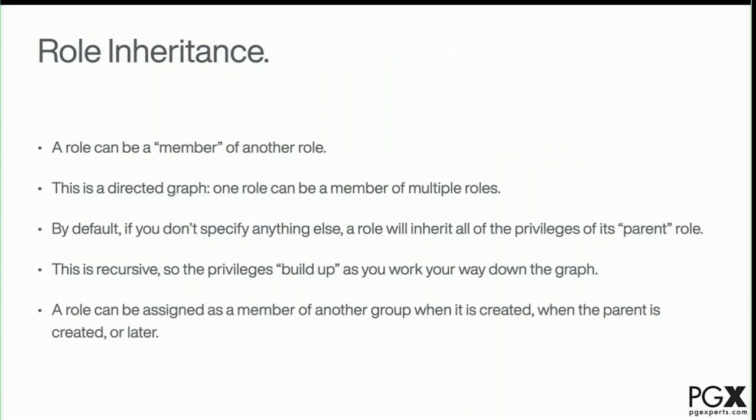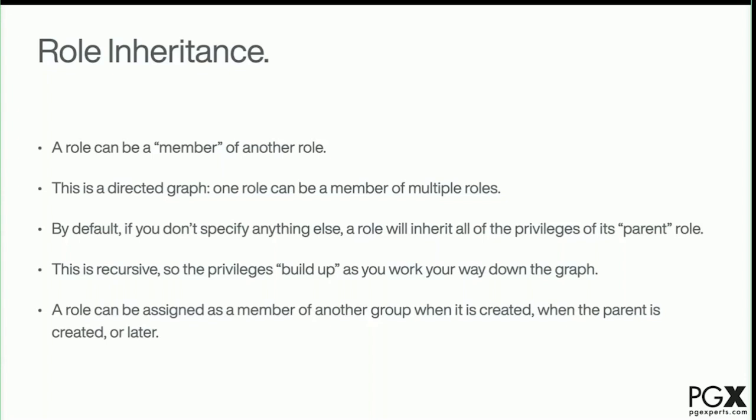So again, a role can be a member of another role, and it's a directed graph. One role can be a member of any number of roles, and a single role can have any number of child roles. If you don't do anything else, you just say, okay, put this role in this role. The way you do that is with the grant command, by granting the parent role to the child role. So, grant parent to child. And this is recursive because the privileges build up as you work your way down the graph. So the ultimate children have all of their parents' privileges. So, the union of all of them.